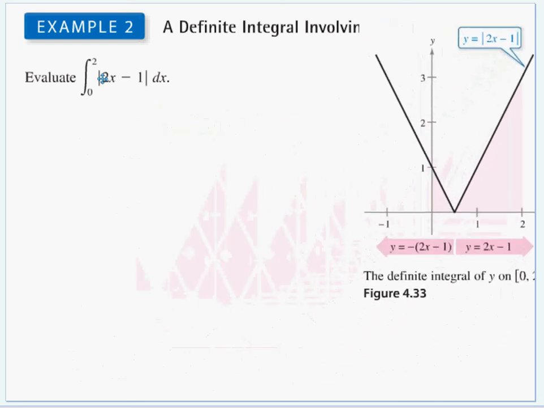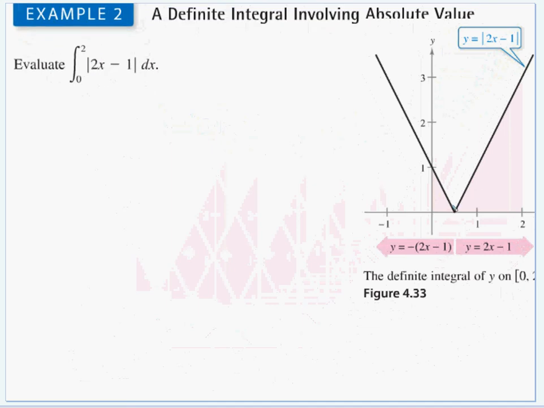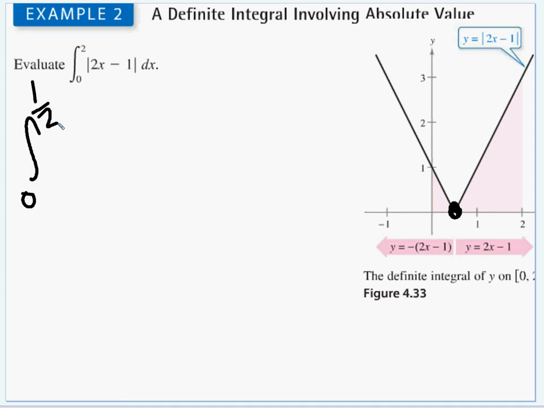There we go. So let's see. To the left of this intersection point, we have a negative sloped line. So we're going to have to set up one integral from 0 to a half. Now because, remember, if you look at the graph here, we're going downhill.